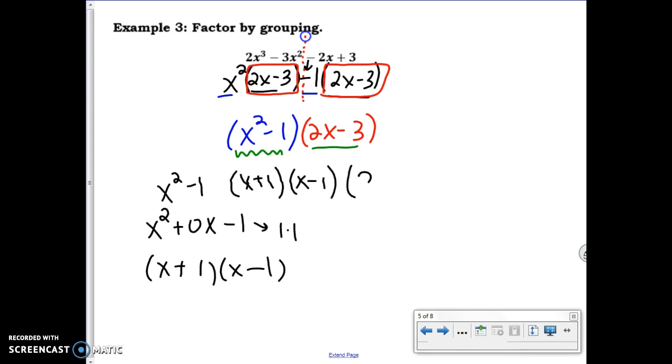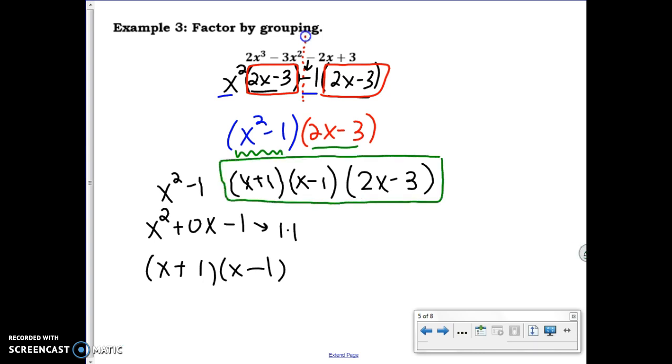And then we've also had this other parenthesis, 2x minus 3. That is fully factored. So again, you have to be very careful, and you want to take a look and see, can I actually factor anything anymore? And if you can, you totally should, because this is our final answer right there. Again, pause it for a second if you need to copy anything down.